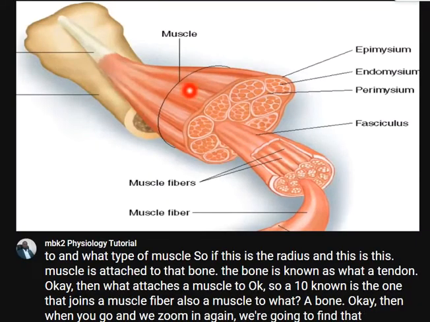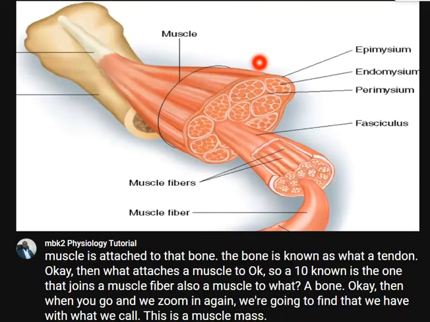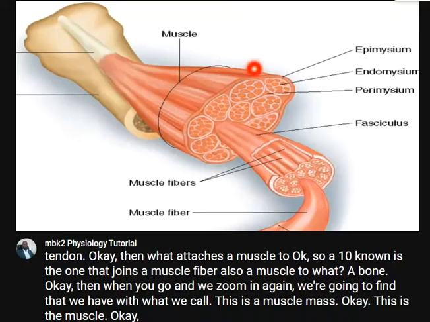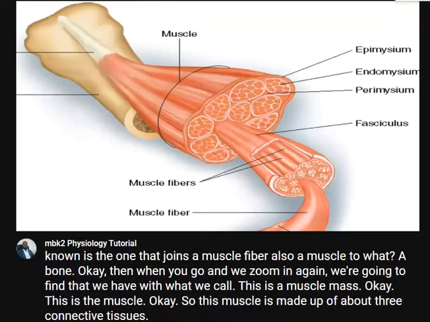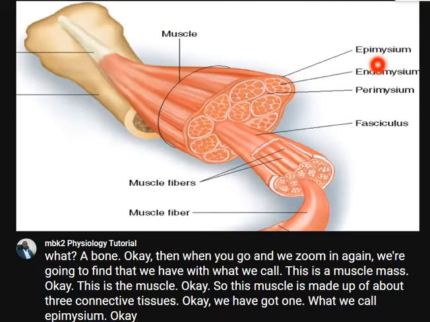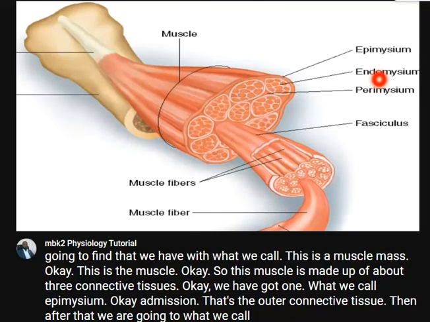Then when we zoom in again, we are going to find what we call a muscle mass. This is the muscle. This muscle is made up of about three connective tissues. We have epimysium, that's the outer connective tissue. Then after that, we are going to have what we call endomysium. Then after that, we have what we call perimysium.